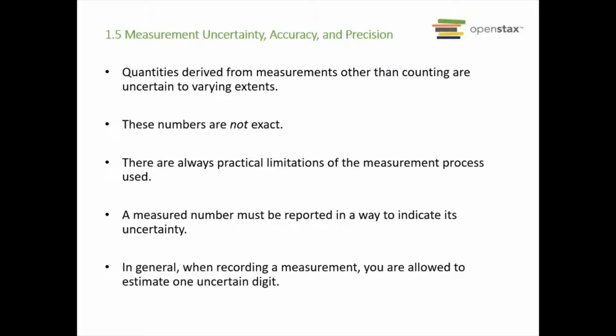Now, if you have some quantity that comes from a measurement that's not counting, so maybe you're looking at the length of something, there are some uncertainties. These are not exact numbers. So there are limitations to the measurement process. So you have to report a measured number to indicate what its uncertainty is. For instance, when recording a measurement, you get to estimate 1 uncertain digit.